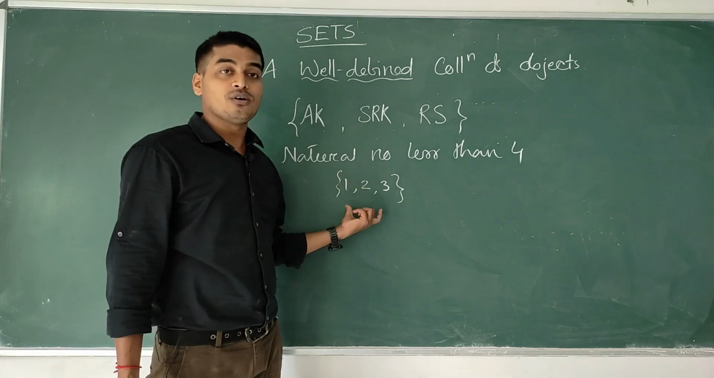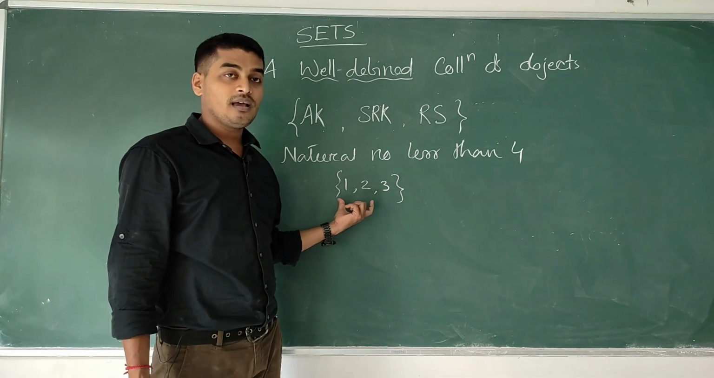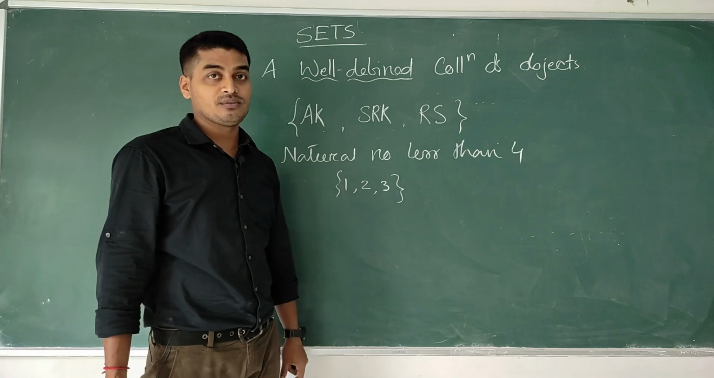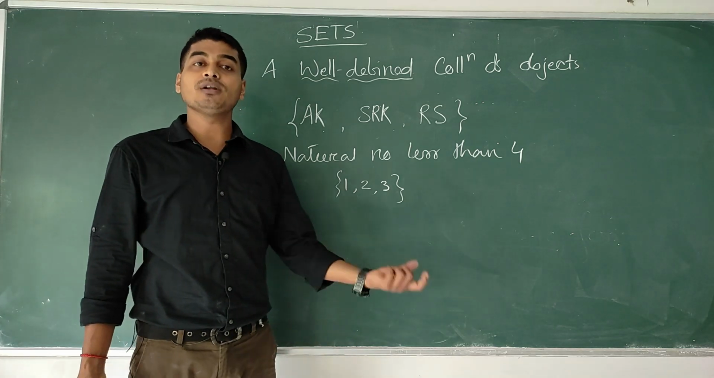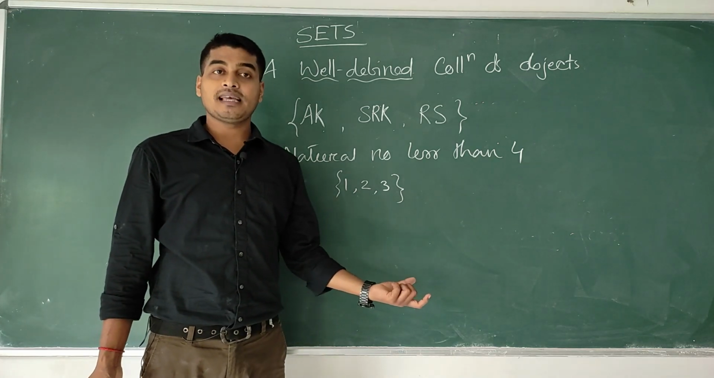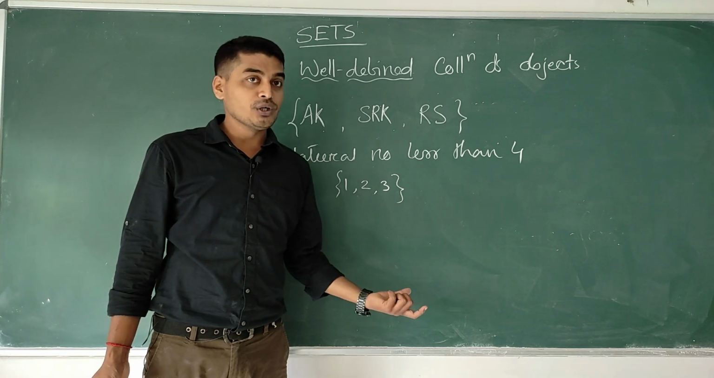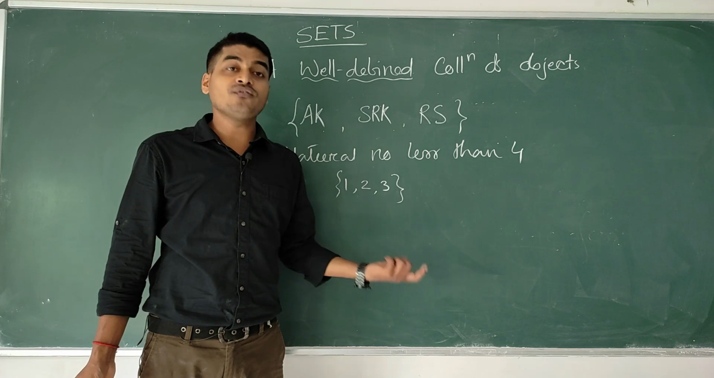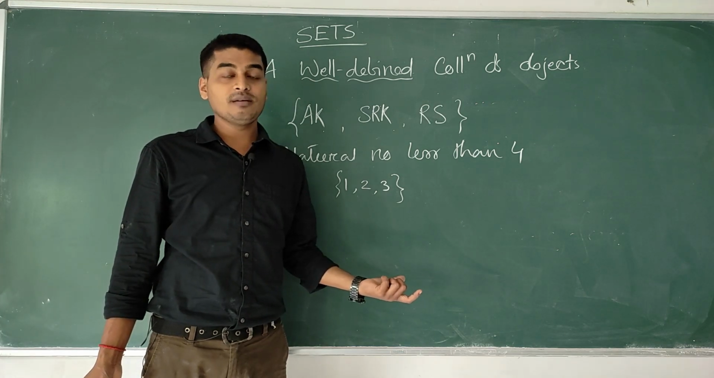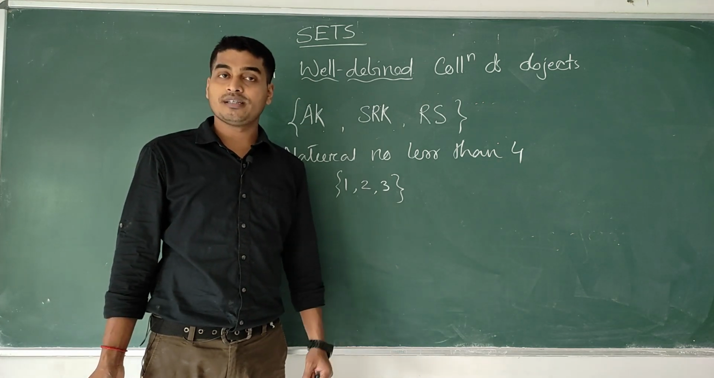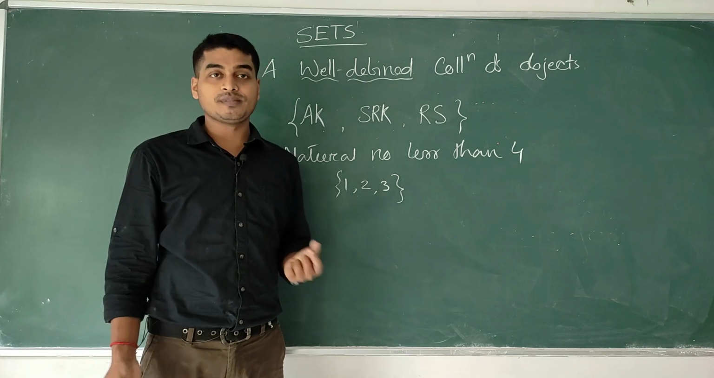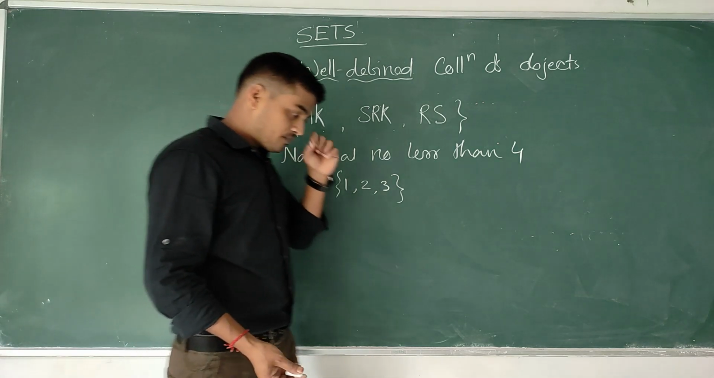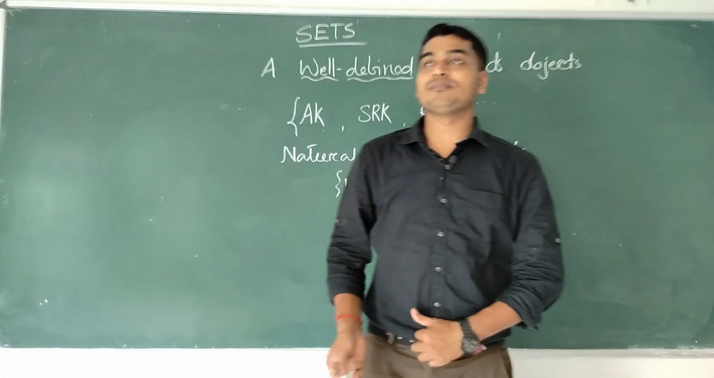Objects must be distinct and properly defined, so that it does not vary from person to person. For example, what are the vowels? A, E, I, O, U. Without any doubt we can easily say the answer, and it will not vary from person to person. That's why it is a collection of well defined objects. Let us consider a familiar example, it will help you.